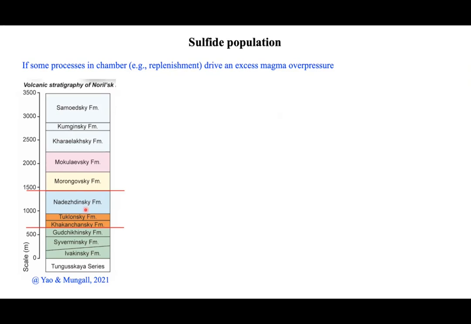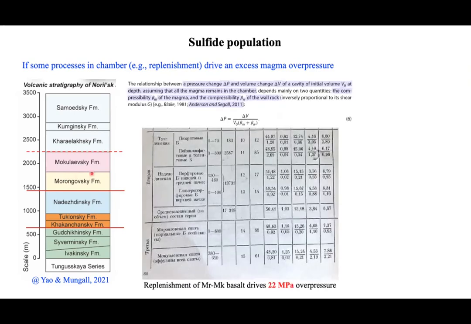occurred crystal accumulation in the magma chamber and got sulfide saturation in the magma chamber. And finally, the emplacement of the deposit occurred in these regions in between the MR to MK basalt. So here we just use the volume of the second stage of the flood basalt to calculate the initial volume of the magma chamber.